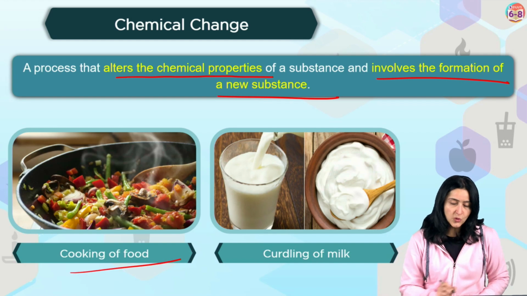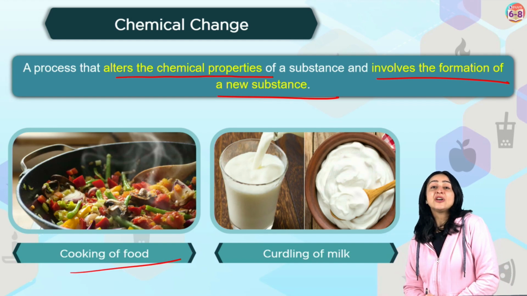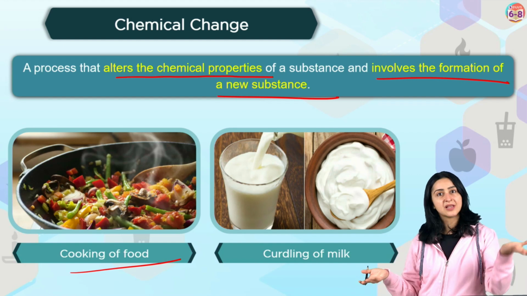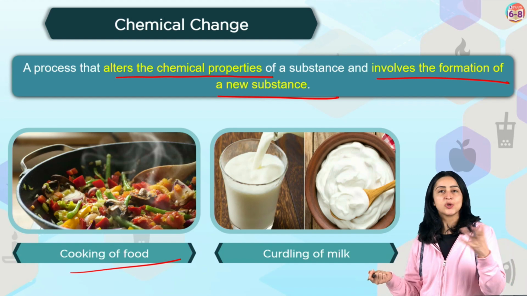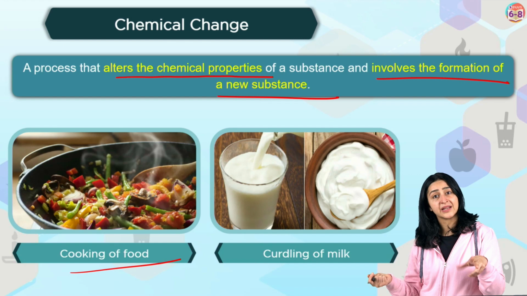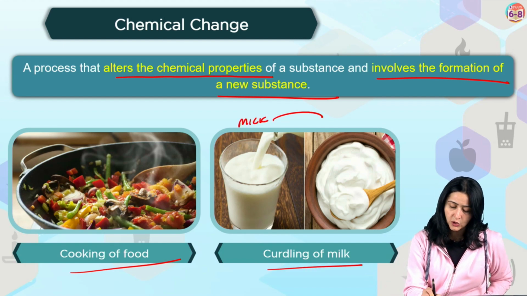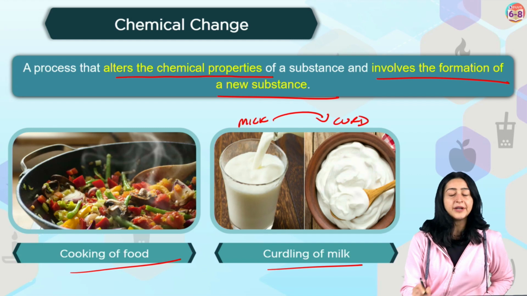Okay, so we've spoken about cooking of food. Then another very common change that we see in terms of chemical changes is how we make our dahi at home, right? So you start off with milk and then you curdle that milk. And then what do you get? The curdling of milk, basically you go from milk to dahi or curd.